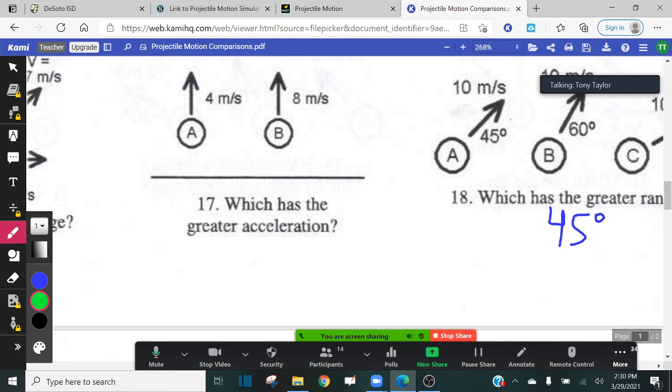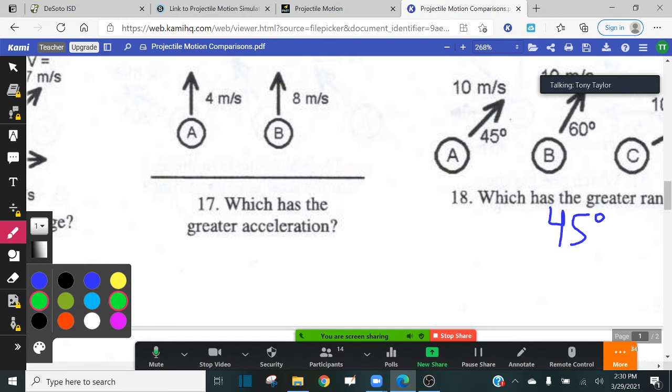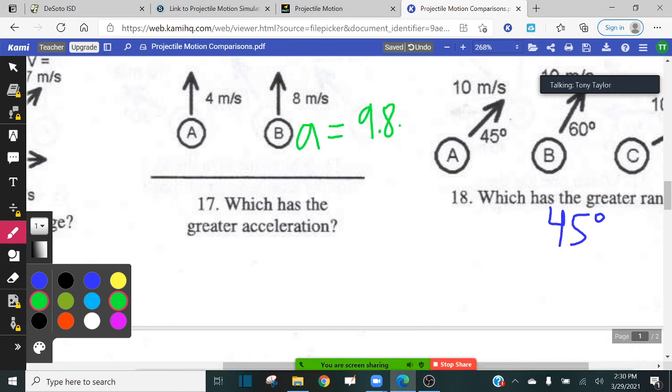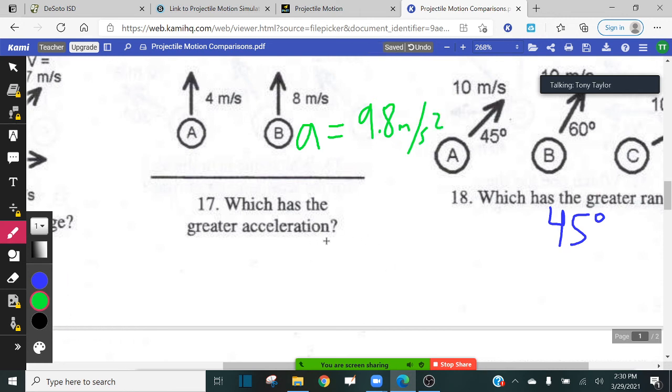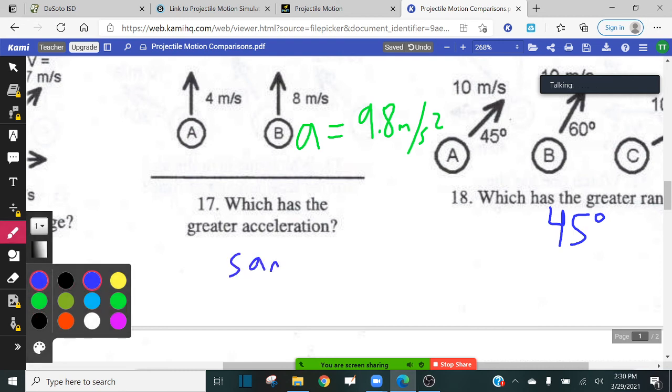No, Devin, remember what I said. Here on Earth, the acceleration will always be 9.8 meters per second squared. So the acceleration of both objects is the same. Guys, please remember that on this assignment. Anytime, yes, Angelina, it's the same. Anytime it asks you about acceleration on any of these problems, here on Earth, the acceleration is always going to be 9.8 for every situation.